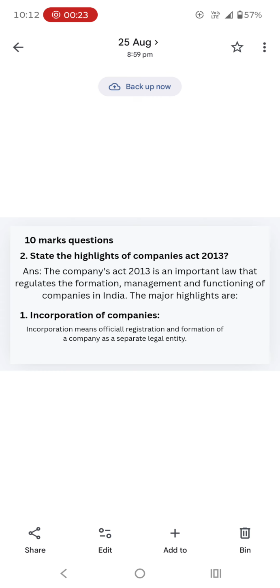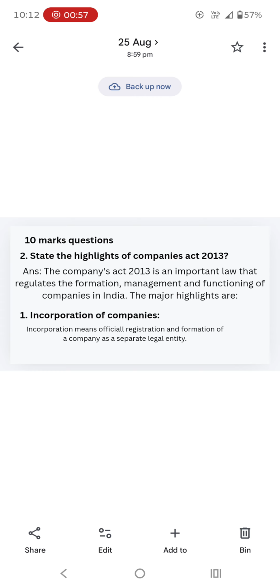State the highlights of Companies Act 2013. When the Companies Act 2013 was implemented, what were their highlights? What are the main points? Let us see. The Companies Act 2013 is an important law that regulates the formation, management and functioning of companies in India. The major highlights are how the formation will be, how the company will be managed, how it is going to function, what are the rules, responsibilities, everything.